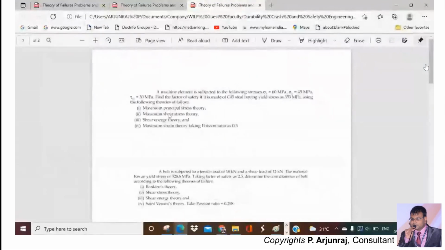Yes, so we have seen the first two solutions. Now I'm going to see the third factor of safety. We are going to calculate the third factor of safety using the shear energy theory and then using the maximum strain energy theory, where we are going to take the Poisson ratio as 0.3. Let us go to the third one, the shear energy theory, and this shear energy theory is also called as Hencky-von Mises theory.